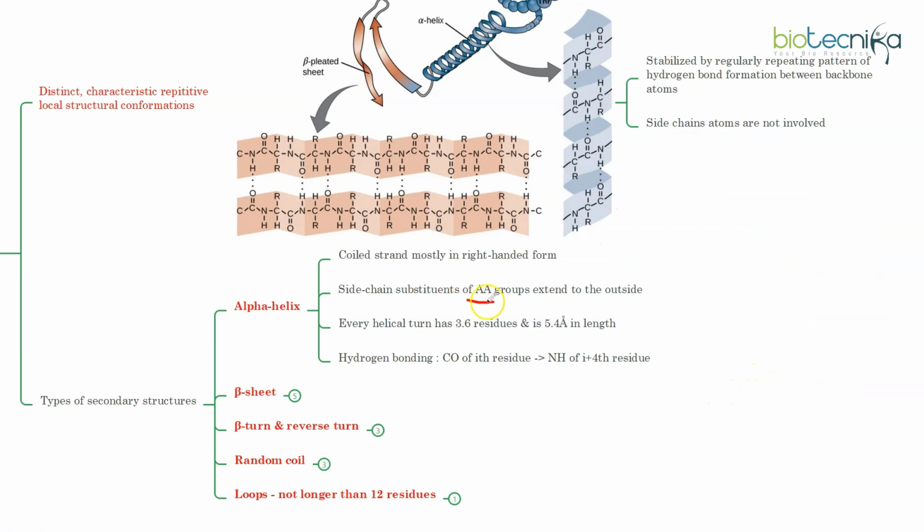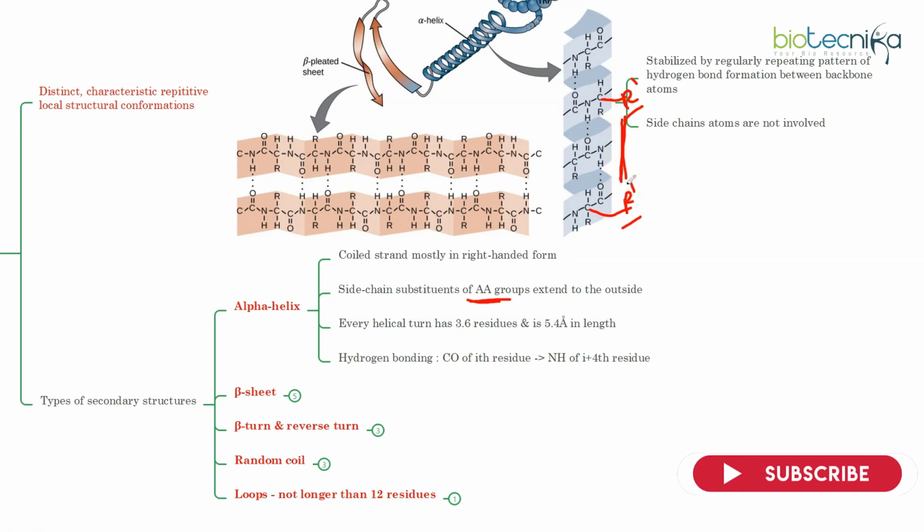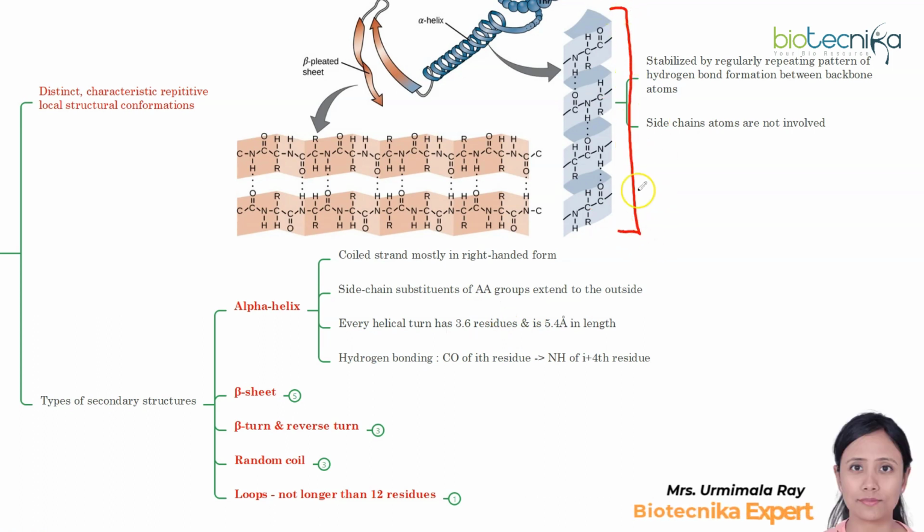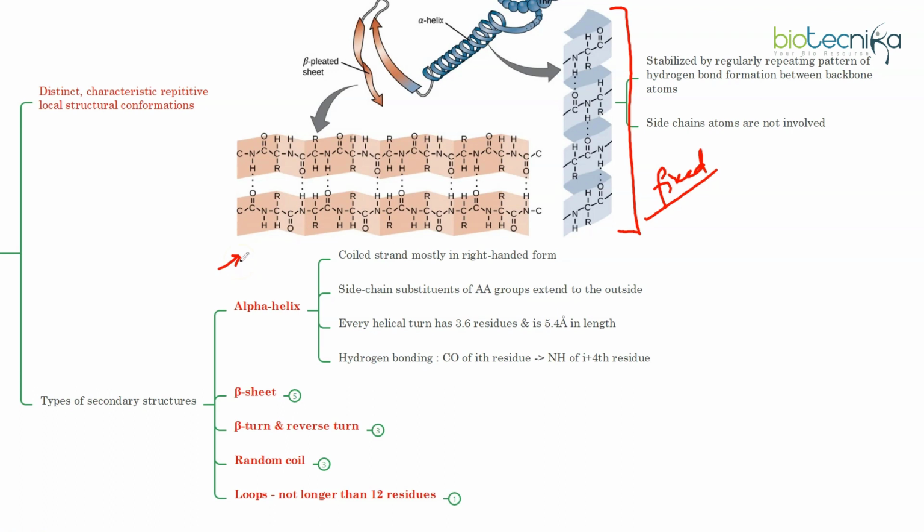Then where are the side chains coming out? As I mentioned, the side chains come out of the C alphas. So different C alphas are there, and from there the R groups are coming out. Depending on what type of R groups are present, the stability of these alpha helices will be modified accordingly. Every helical turn has 3.6 residues. These have fixed dimensions; they are not random structures. Especially the alpha helix has a more fixed structure than the beta sheet. The beta sheet is a little more flexible, but the alpha helix is a more fixed kind of structure.